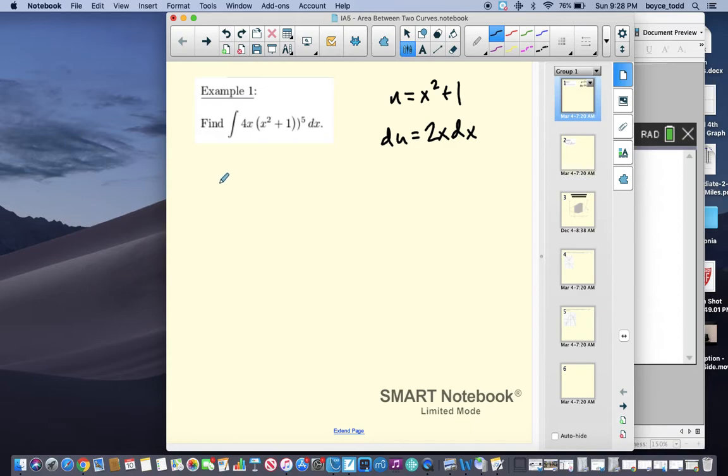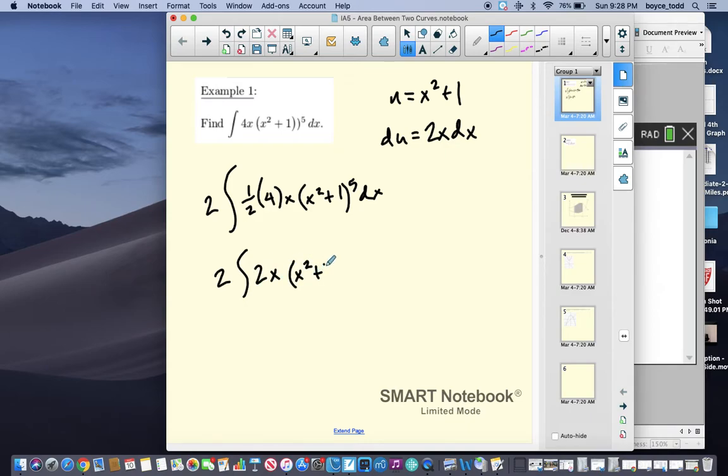So what I'm going to do is rewrite it, and I'm going to say 1/2 times 4, because that'll get me back to 2, right? So 1/2 times 4x, and then I have the rest of my integral here. And the other thing you have to remember is if you put that 1/2 there, then you have to do the opposite outside. So I'm going to put a 2 outside. All right, so now I have 2 times the integral of 2x times x squared plus 1 to the 5th dx.